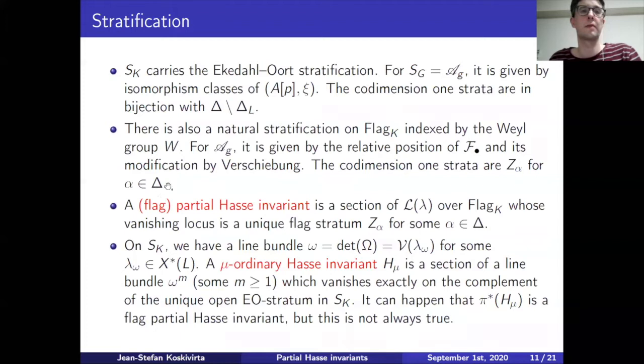Okay, and just to note, in the example of Diamond and Kassaei, this does not appear because the flag space actually coincides with the Shimura variety. So there is no difference between the Shimura variety and the flag space.